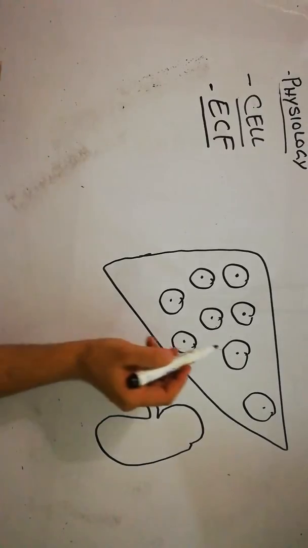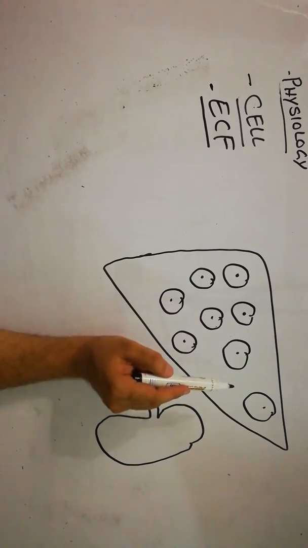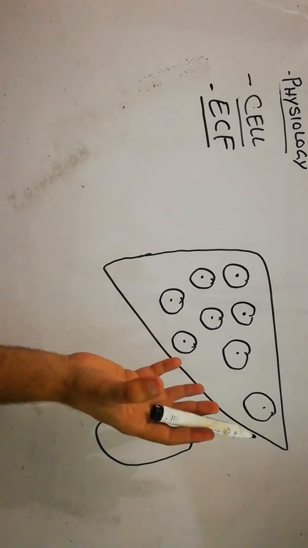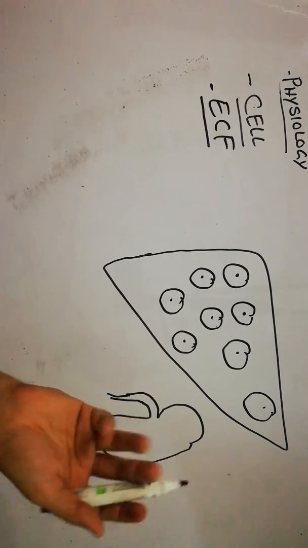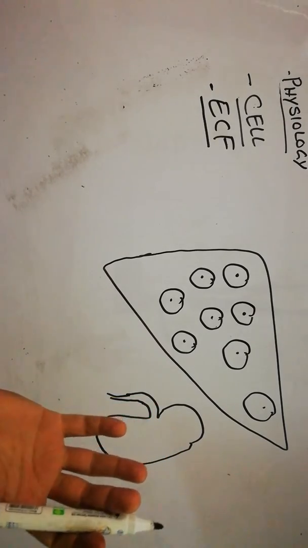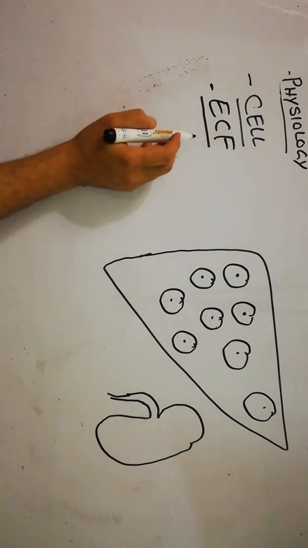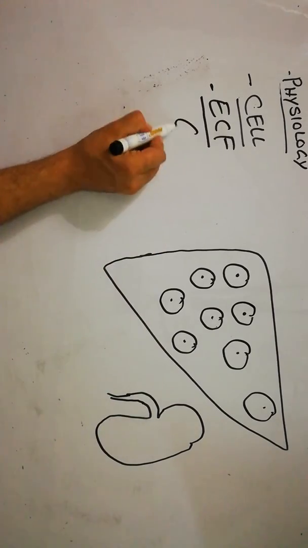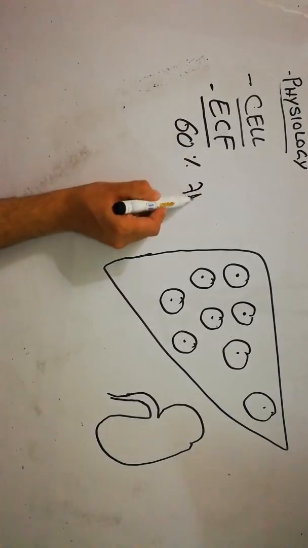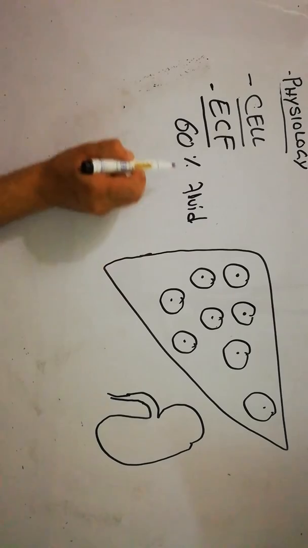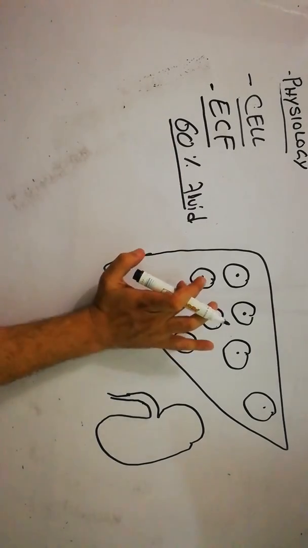But how are the cells alive in these organs? How are they kept alive? For keeping them alive, the human body has a lot of fluids. To be honest, up to 60% of the human body is made of fluids.